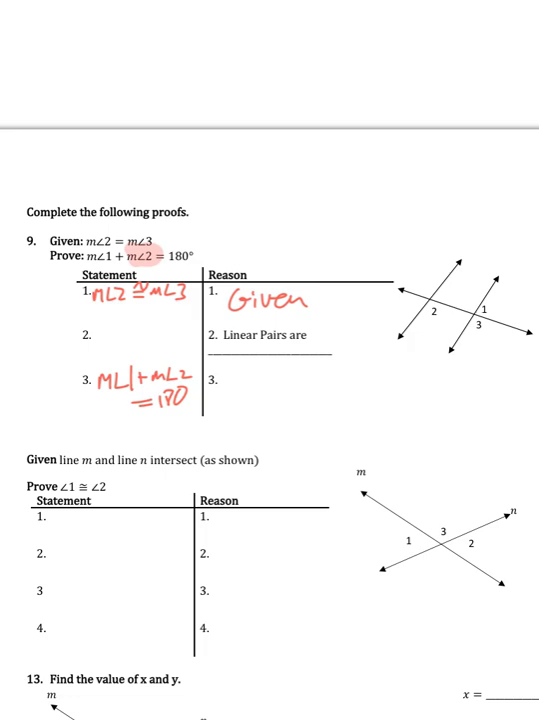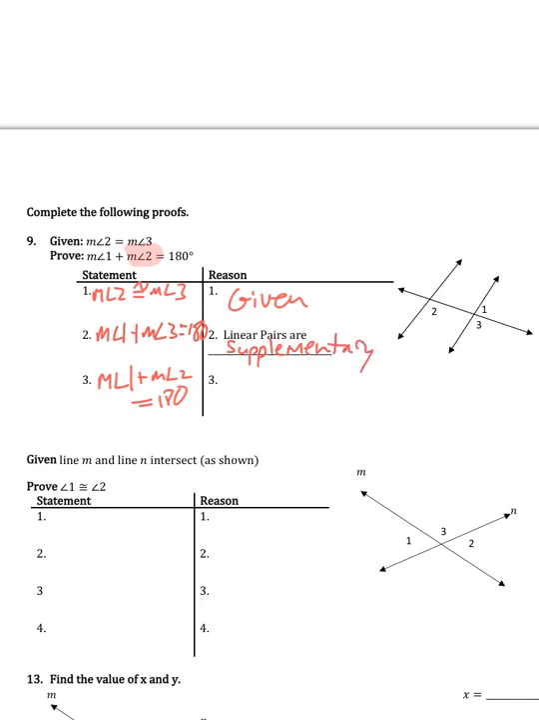Well, here's a little clue. There's something about linear pairs. Which ones of these angles are linear pairs? Well, 1 and 3 are, right? So we know that measure of angle 1 plus the measure of angle 3 is 180. And we know that because linear pairs are supplementary. Supplementary means that they add up to 180.